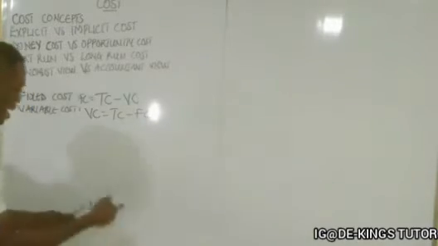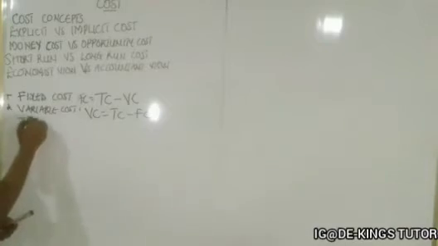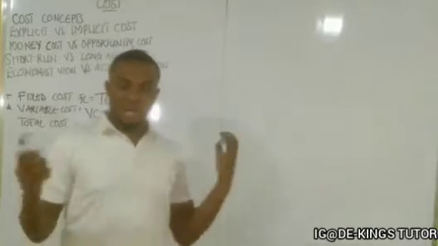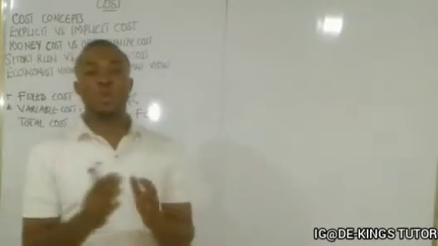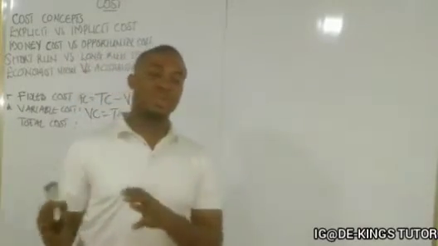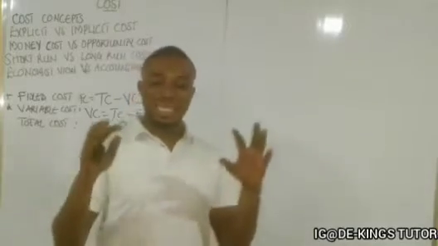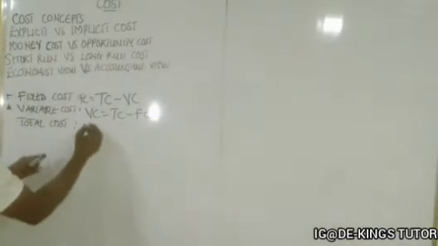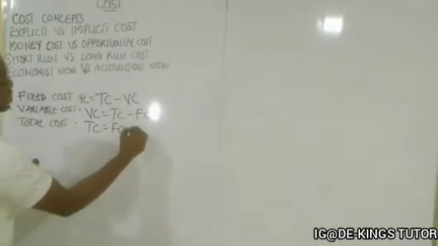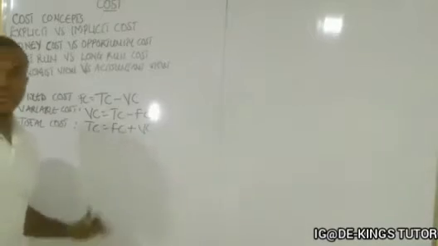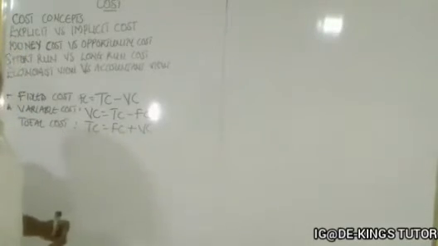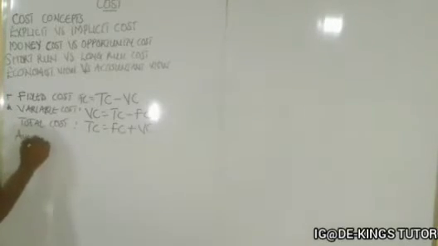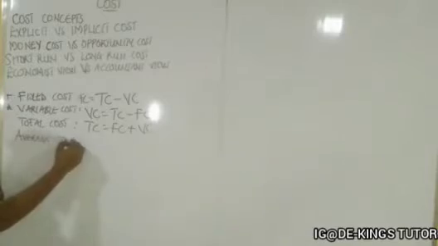Another one is the total cost. As the name implies, it is the summation of all costs that the enterprise incurs within a particular period. In other words, it is the summation of the fixed and the variable cost. Fixed plus variable cost is the total cost.